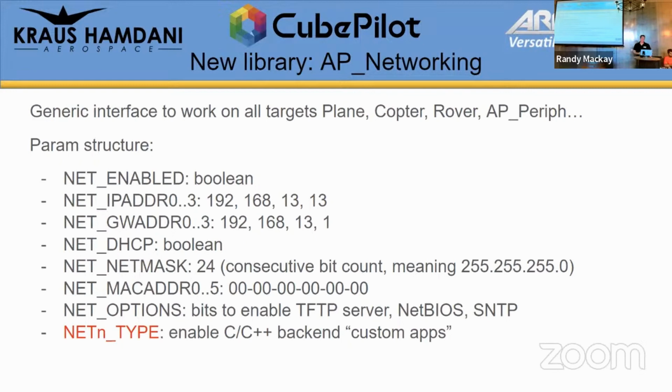MAC address is, we have some defaults in there, but it's just 6 parameters. You can put in whatever you want, essentially. But there are some mechanisms we'll talk about later that make it more unique as people start using this. And then net options, which is a bunch of bits that you can turn on larger features, such as TFTP, net BIOS, time servers. You can do a mail server. There's all kinds of other stuff we can start doing on there.